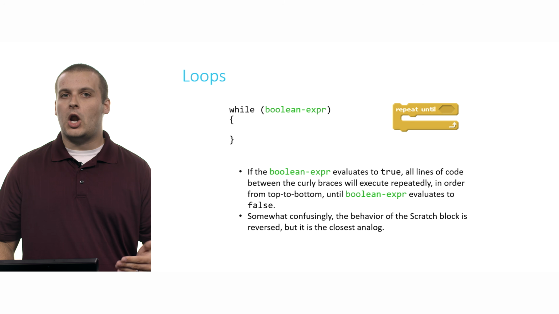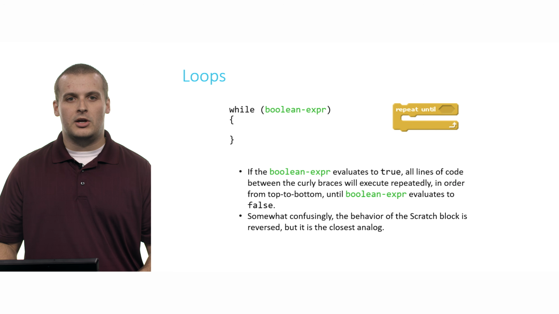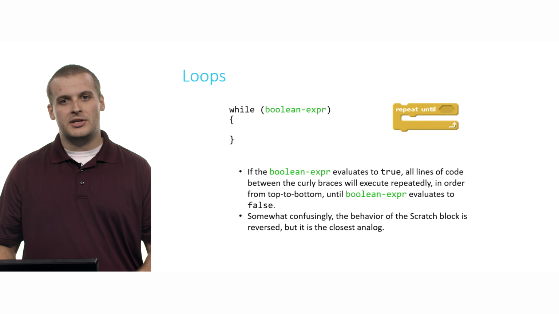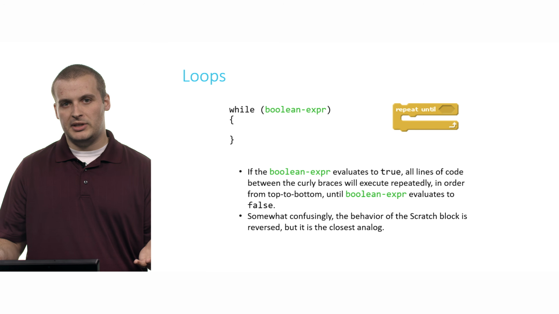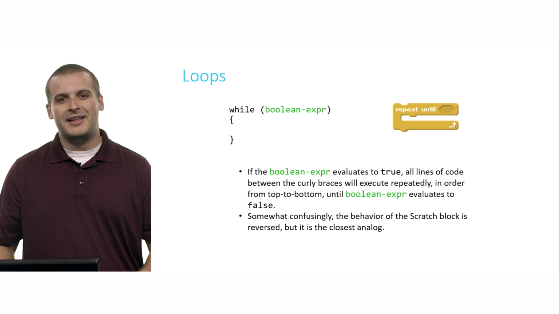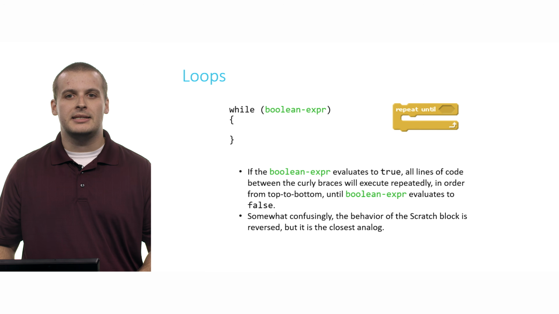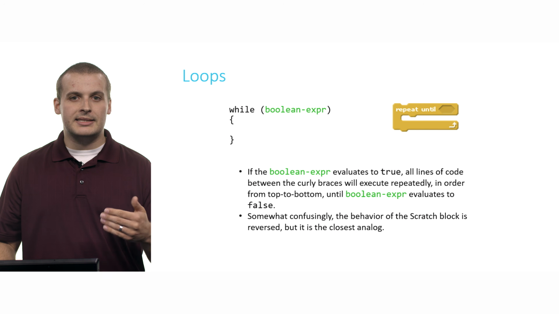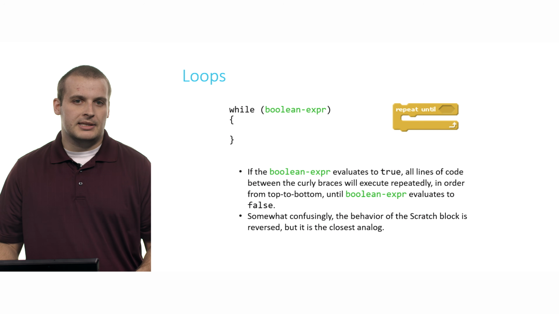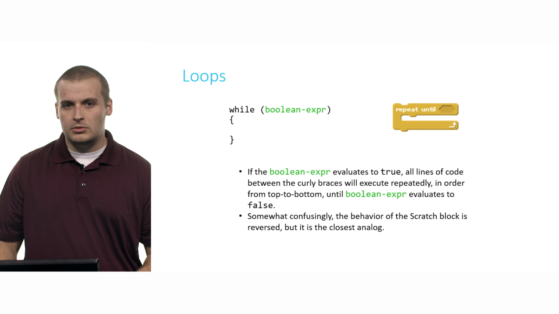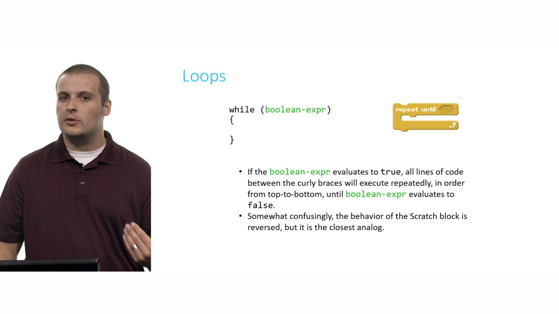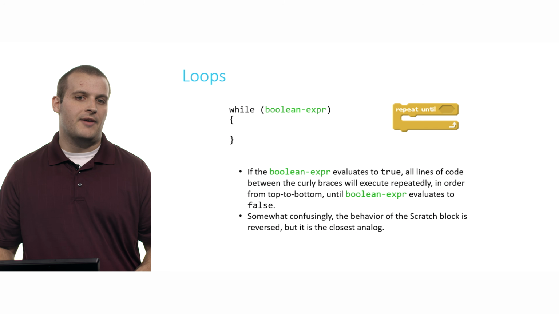Now, while loops are not always infinite. We can also replace the Boolean expression with something a little more useful than just true. So here's another example: while, and then some Boolean expression, and then curly braces. That's pretty much analogous to repeat until from Scratch, although in a second I'll explain the difference. So in C, if the Boolean expression inside of the while loop evaluates to true, the lines of code between the curly braces will execute repeatedly over and over until the Boolean expression evaluates to false.